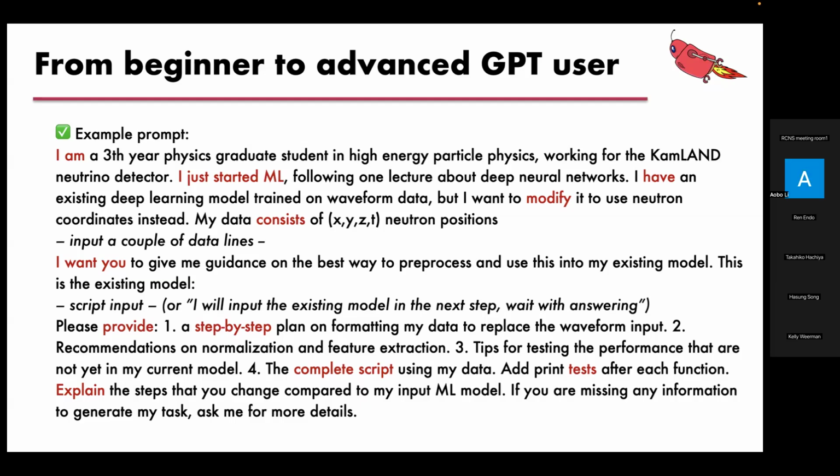And then I also ask it to explain every step that it changed compared to what I put into the machine learning model. And lastly, what I always do: if you're missing any information to generate my task, ask me for more details. Just one sentence can really change the output of the prompt, because it will stop answering and ask me some questions, which I will show you later. So please look back to this PowerPoint slide if you are making your own prompt and try to do it in the same format.